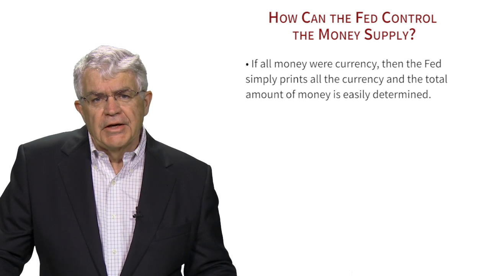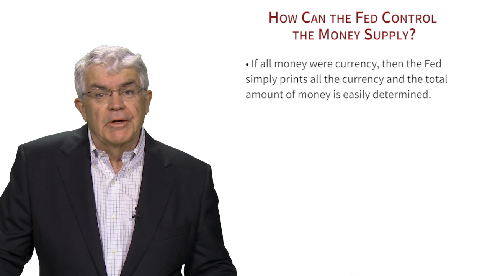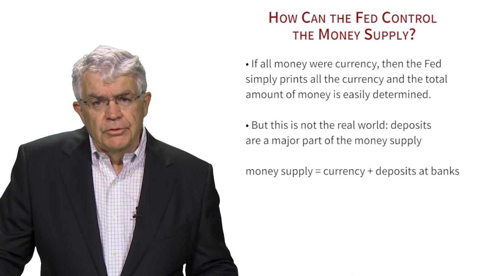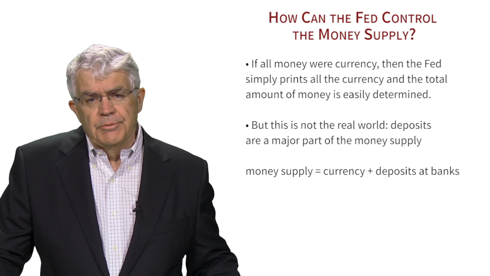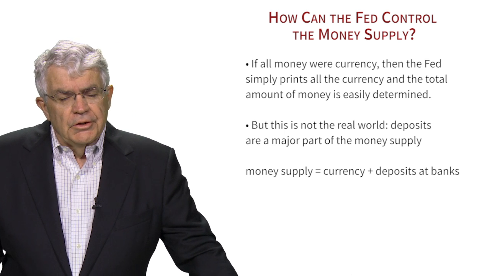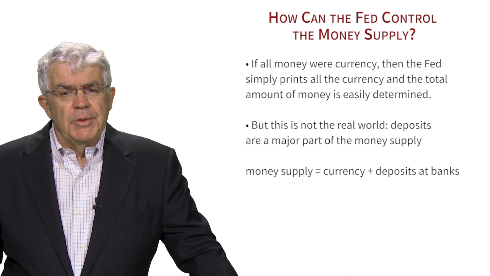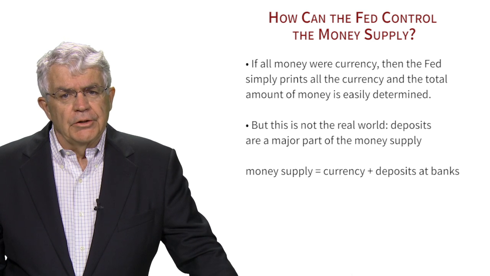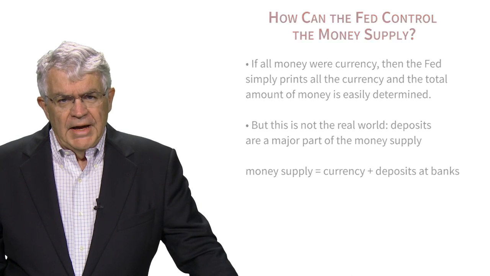The Fed can decide how much there is. That's its job as designated by Congress. But this is not the real world, because deposits are a major part of the money supply. As we've already noted, the money supply is currency plus the deposits that people like you or me hold at banks. So what happens then?